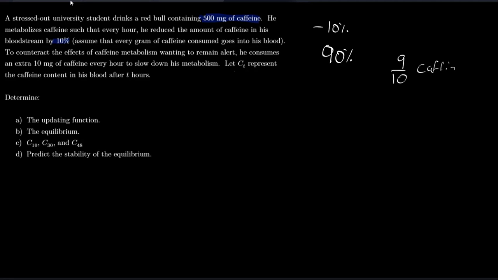And just for the sake of the problem, we're going to assume that all the caffeine that he consumes actually goes into his blood, because we're talking about the concentration of caffeine in his blood. Anyway, to counteract the effects of caffeine metabolism, because caffeine content over time is going to decrease. How fast specifically? 10% every hour, according to this problem. Not exactly true, but good enough for our purposes.